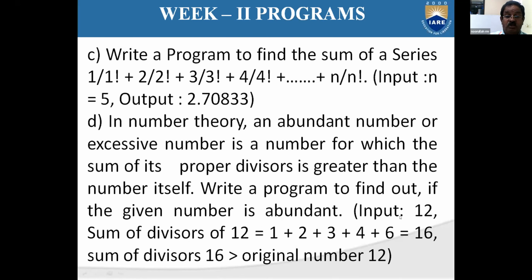Say, for example, if we input 12, the divisors of 12 are 1, 2, 3, 4, and 6. If you take the sum of these, you will get 16. Since the sum of the divisors, 16, is greater than the original number 12, that number is called an abundant number or excessive number. So you will enter the number and find out whether that entered number is an abundant number or not. So these are the 4 programs.